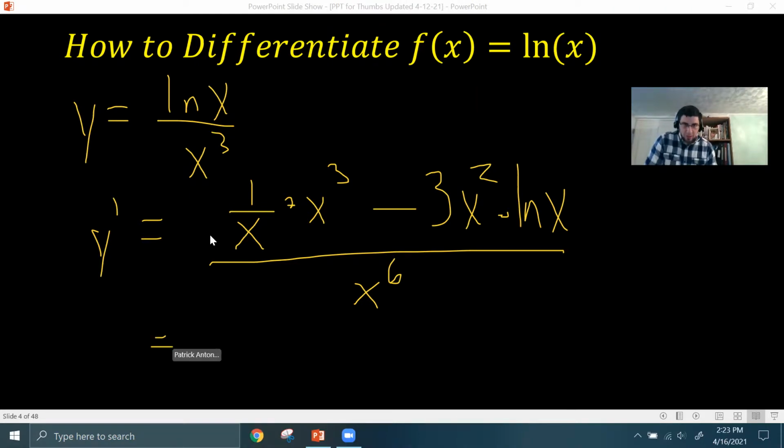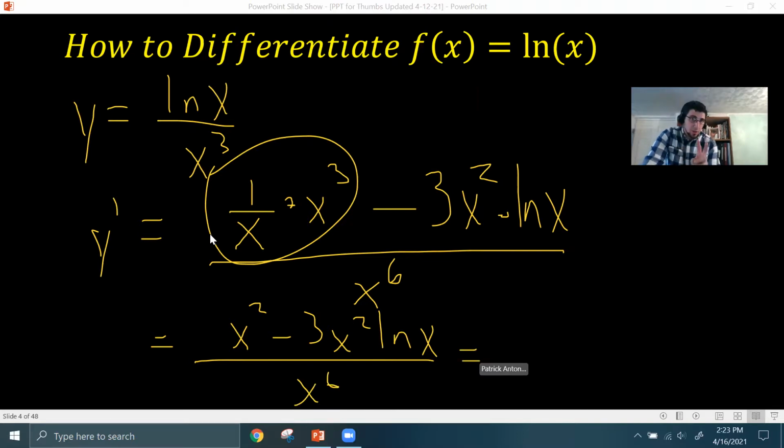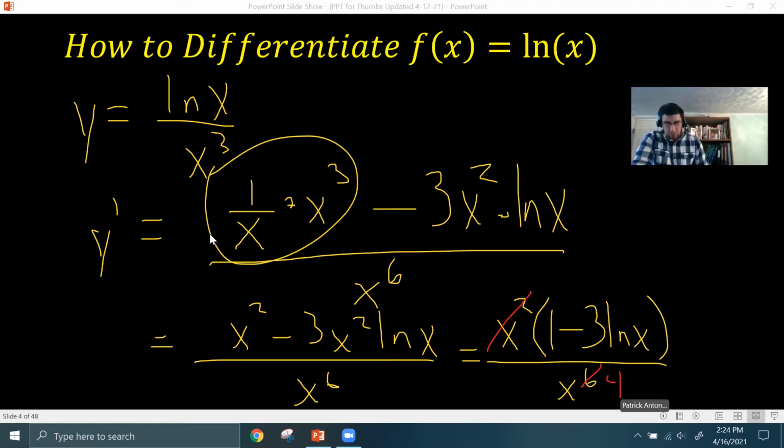Okay, let's clean this up a little bit. This first factor right here, 1 over x times x cubed, is going to give you x squared minus 3x squared ln x all over x to the 6th. Now, both factors in the numerator have a factor of x squared. I can factor that out and write this as x squared times 1 minus 3 natural log x all over x to the 6th. Now, this is where you can cancel this x squared and this x to the 6th and make that an x to the 4th. Because you have products in the numerator and you factored out an x squared, it can cancel with the x to the 6th in the denominator.